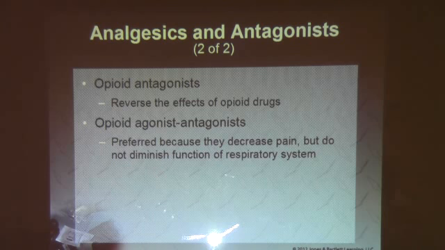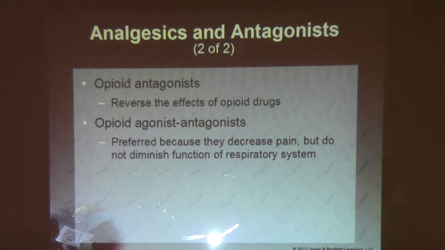Opioid antagonists reverse the effects of opioid drugs. They bind with the opiate receptors in an antagonistic manner. As a result of this binding, the opioid molecules cannot get to the receptor, and the receptor can't initiate its action. Naloxone, or Narcan, is one of the most common in the pre-hospital setting.